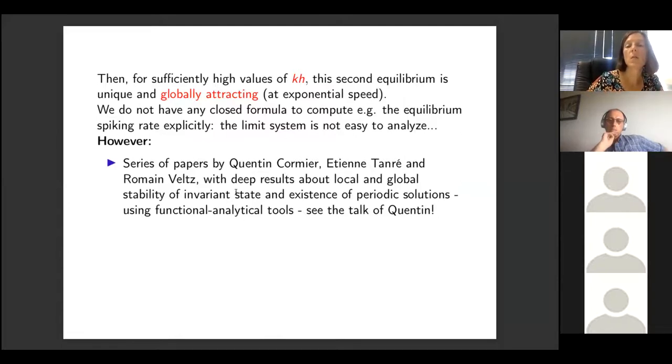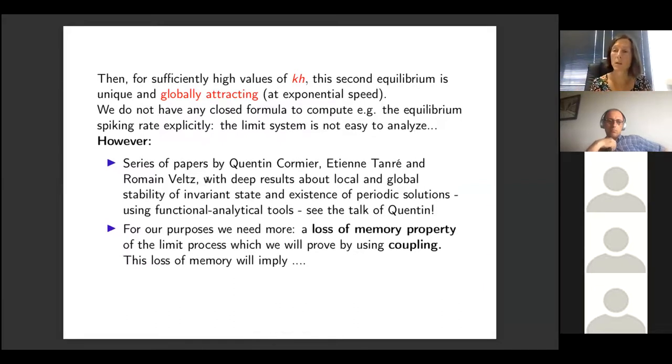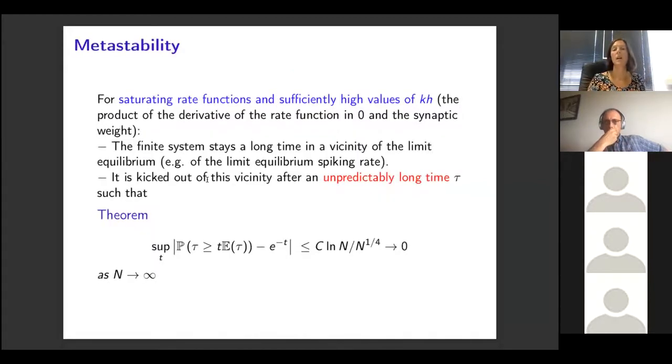There is this series of papers by Etienne, Quentin and Romain on the long time behavior of the limit system. I'm not going to speak about that. I will speak about something else, which is a loss of memory property that induces the exponentiality and which is done by coupling. And this coupling will imply our main result, which tells us that for these saturating rate functions and for sufficiently high values of K times H, so the increase rate of the function F and the synaptic rate, we have the following: the finite system, so for N finite, stays a long time in the vicinity of the limit.